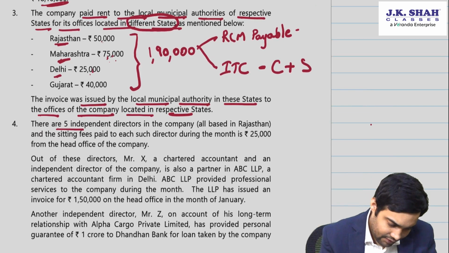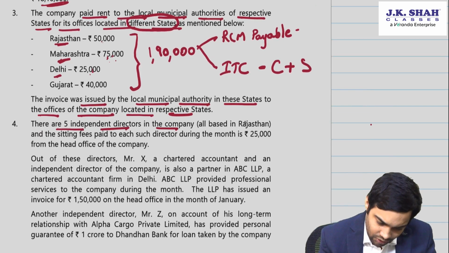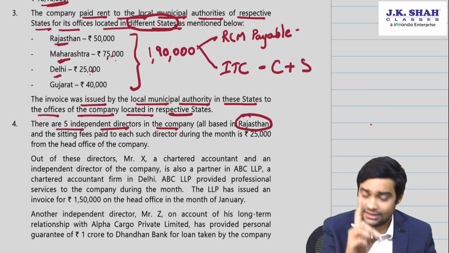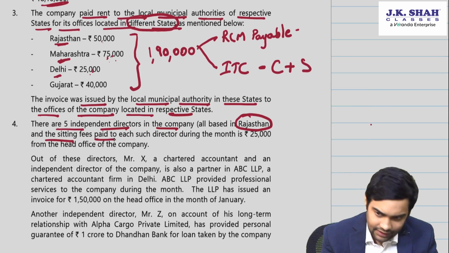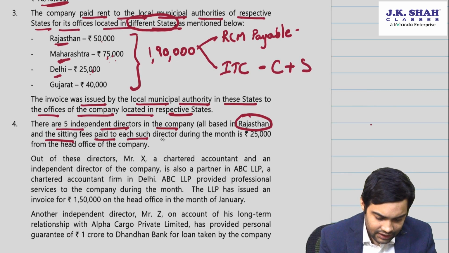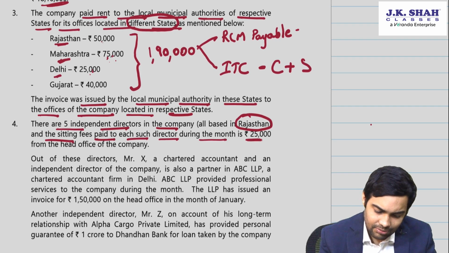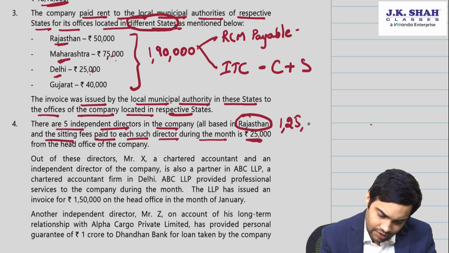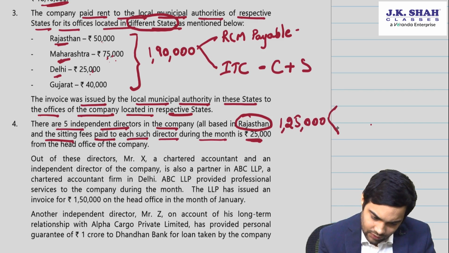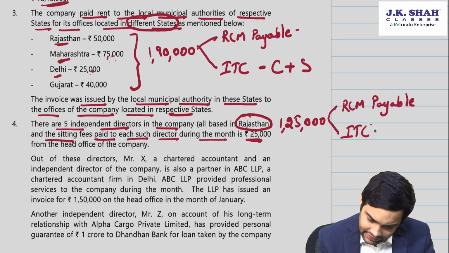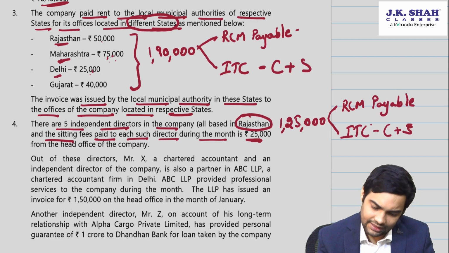Then there are 5 independent directors, all based in Rajasthan, C plus S transaction, and the sitting fees paid to each such director during the month was 25,000. So 25,000 into 5, 1,25,000. 1,25,000 will come in RCM payable, and we will also get ITC, and the nature of ITC will be C plus S. Okay.